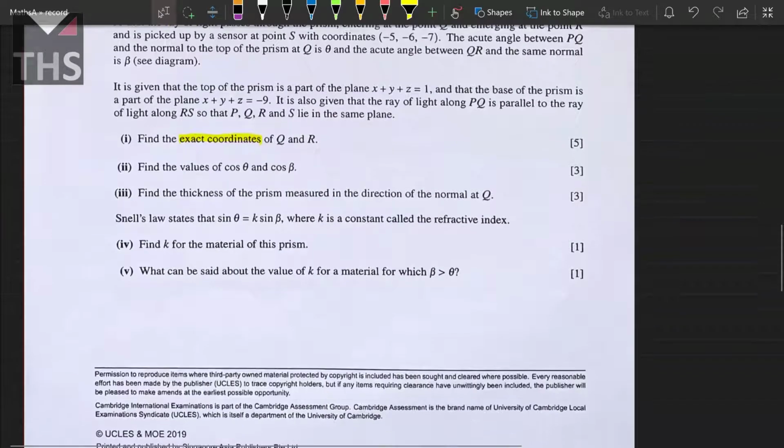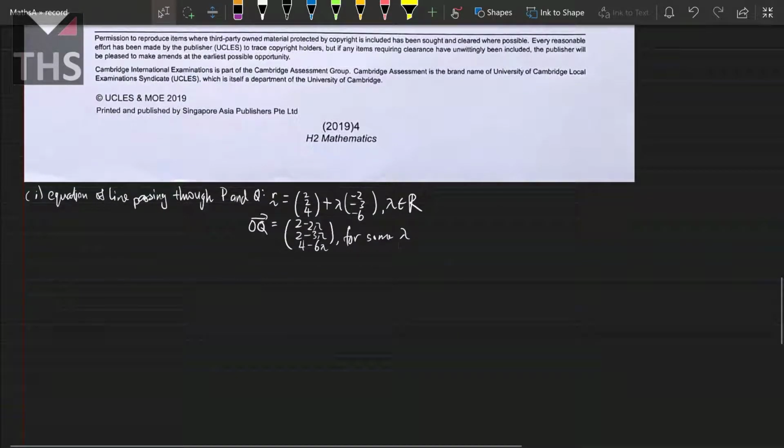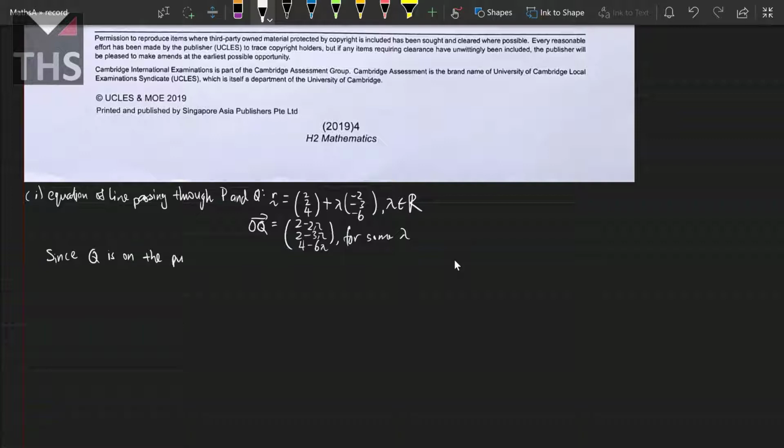Cartesian equation. So for vectors, the plane, by now at this stage of A levels, you shouldn't have problems converting the Cartesian into the vector normal form. So I'm going to say since Q is on the prism with equation r dot the normal vector, which we are given. Sorry, we're not really given, but you need to know how to convert this.